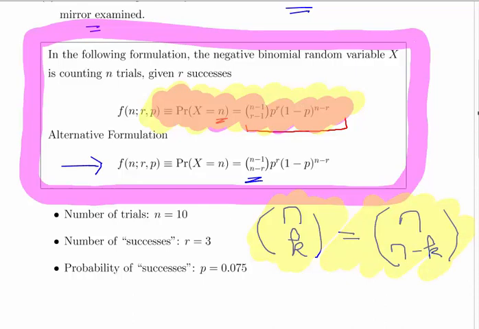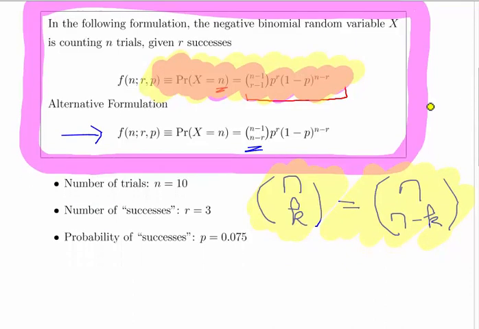Okay, so the number of trials here, n, is equal to 10. The number of successes is 3, and the probability of success is p equals 0.075.